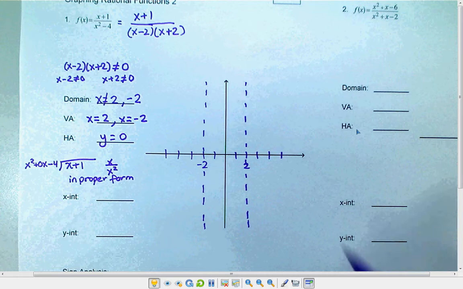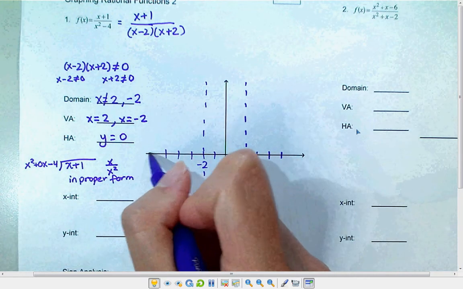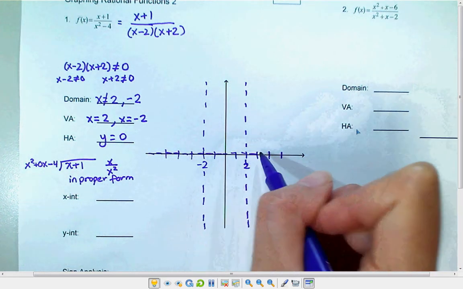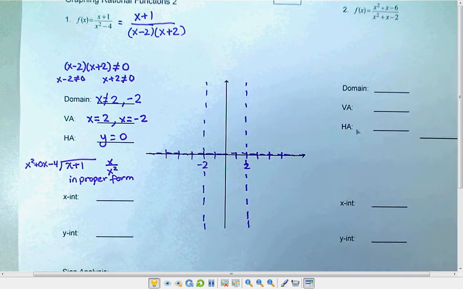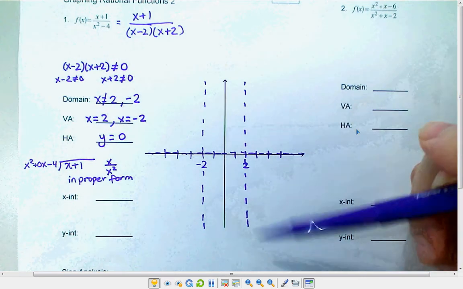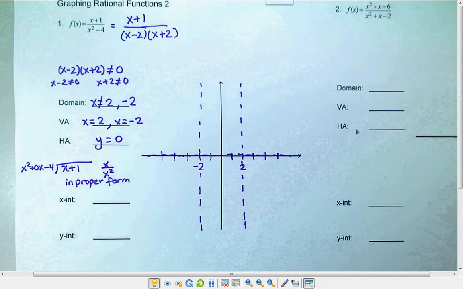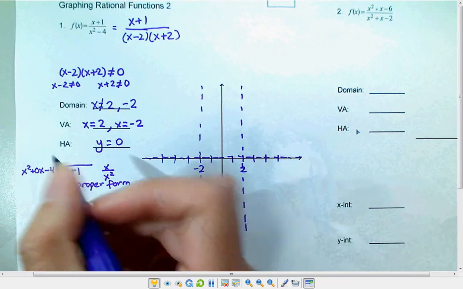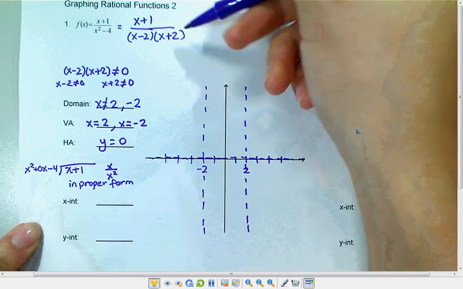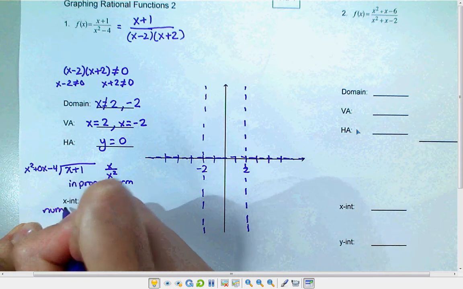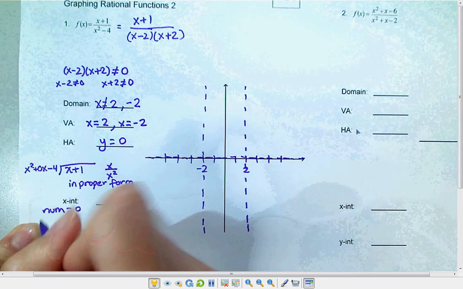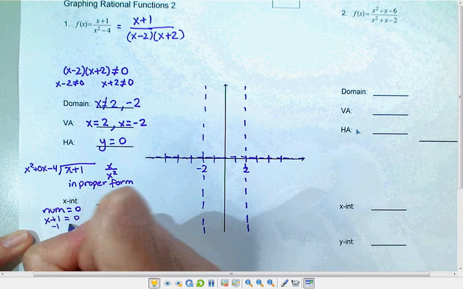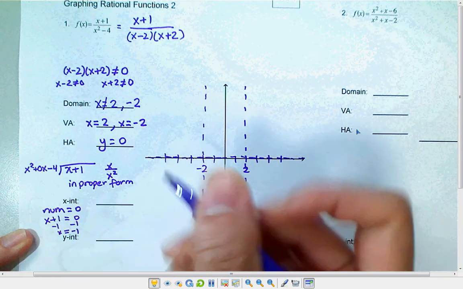And again, we're going to graph that, so y equals 0 is going to be right on the axis. I'm going to draw a dotted line right on the axis. So now I have my asymptotes, the vertical asymptotes and the horizontal asymptote. To find my x-intercept, this is when y is equal to 0. So we're going to use what part of our fraction? Just the numerator. So we're going to set the numerator equal to 0. Our numerator is x plus 1 equals 0. To solve for x, minus 1 minus 1, x is equal to negative 1.